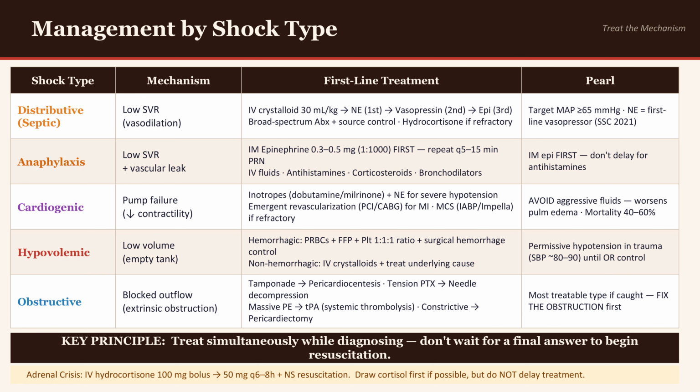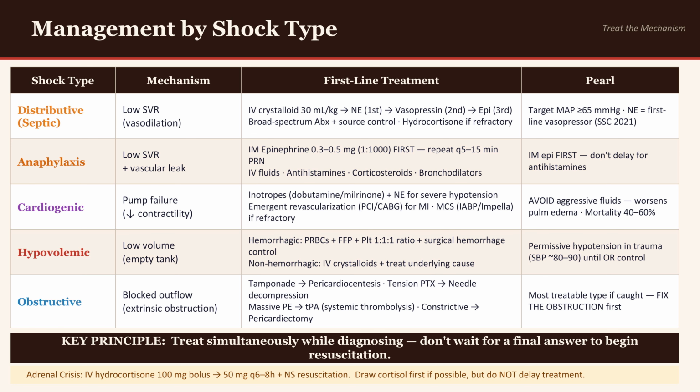You've classified the shock. Now what do you actually do? And here's the beauty of a mechanism-based approach. The treatment follows logically from the diagnosis. Low SVR? Give a vasoconstrictor. Norepinephrine is your first-line vasopressor for septic shock. That's the Surviving Sepsis Campaign guideline. Add vasopressin second, epinephrine third. Fluid resuscitate with 30 milliliters per kilogram of balanced crystalloid, push antibiotics early, and get source control. For anaphylaxis, it's IM epinephrine, 0.3 to 0.5 milligrams into the thigh right now, before antihistamines, before anything else.